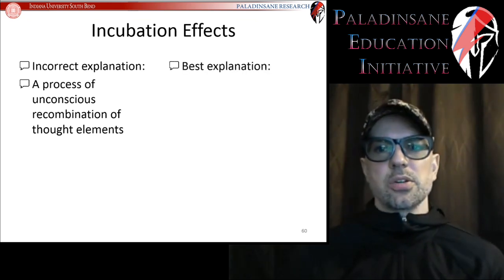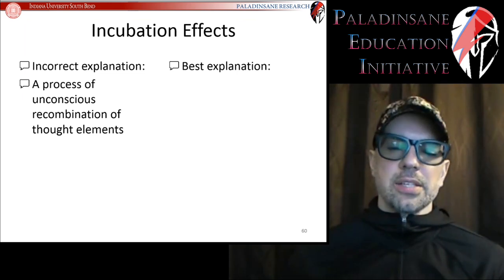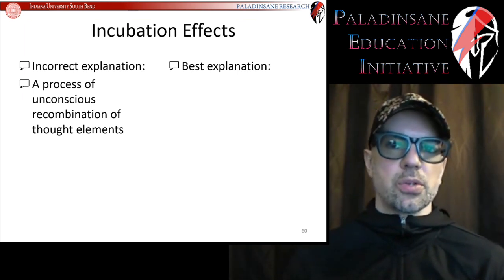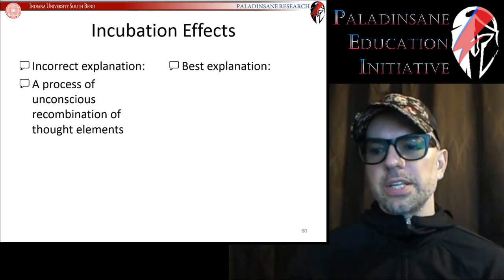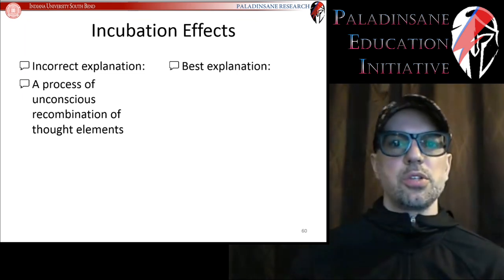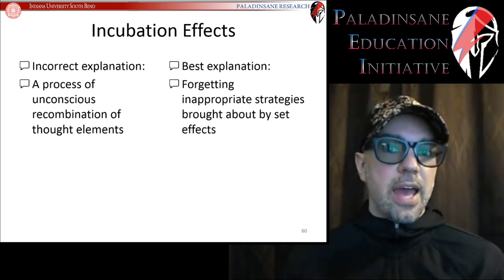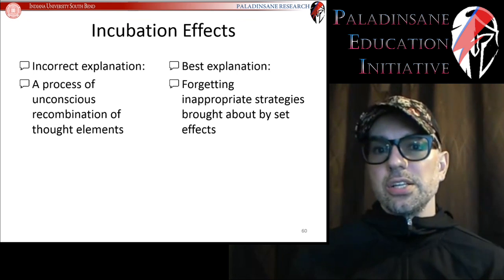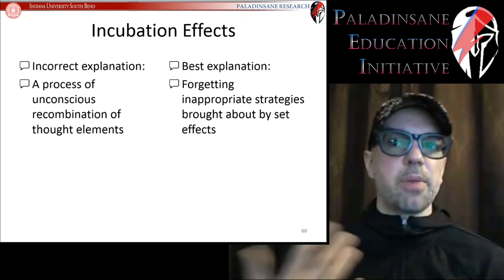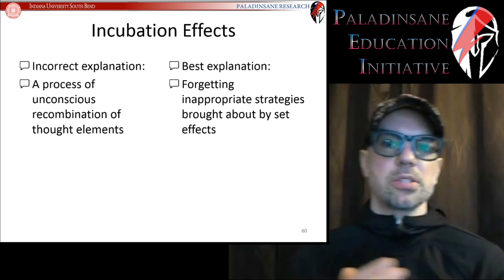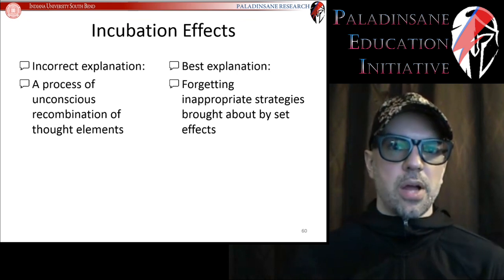But a better explanation, or the current best explanation, is that this time away is allowing you to restructure this problem. This time away is allowing you to break functional fixedness. This time away is allowing you to break your mental set. Basically, this time away is allowing you to forget those inappropriate strategies that you were using because you were trapped by these set effects. You were trapped by mental set. You were trapped by functional fixedness, so you couldn't restructure this problem.